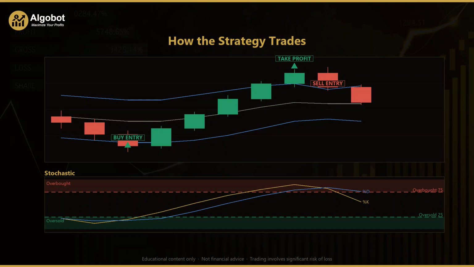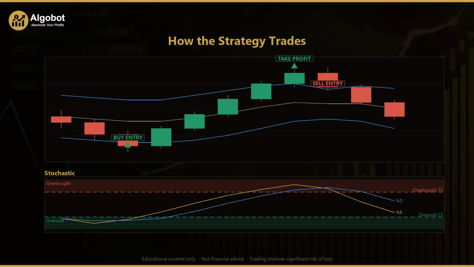Price prints a fresh high, then closes back down, right at or above the upper band. The RSI is now reading overbought, and crucially, in the panel the stochastic %K has curled back down below the %D line while still up in the overbought zone. That's the mirror image signal, and the sell entry marker appears.